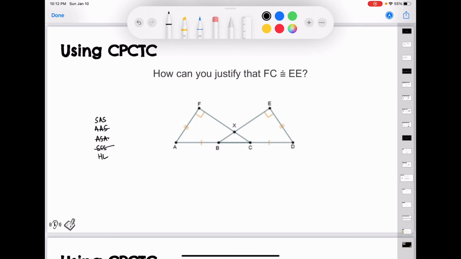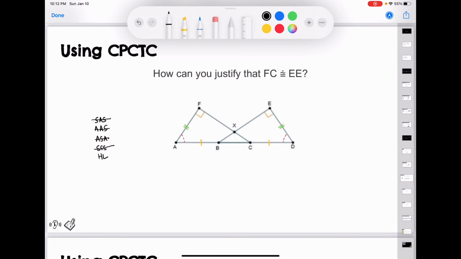We do have two congruent sides, which we see here. We see this side is congruent to this side is congruent to this side. But the included angle of those two sides would have to be A, and we're not told anything about A and D being congruent to each other. So thus we're left with our last type of theorem, and that is our hypotenuse leg theorem.